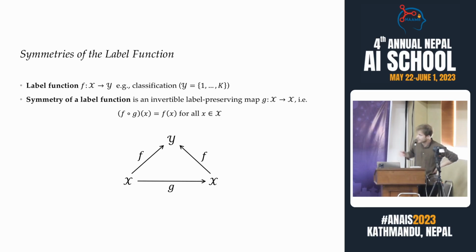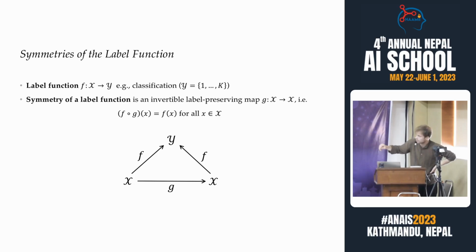So here is a bit of mathematics. Again, we can find our label function, which goes from the data set X to our labels Y. And basically, you want the label function to have this symmetry. A symmetry can be thought of as an invertible label-preserving map G from X to X, right? It's the symmetry of your data set.